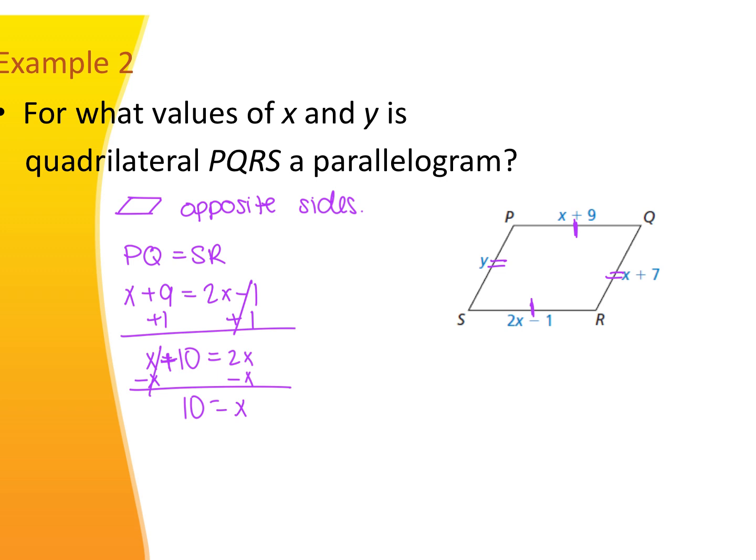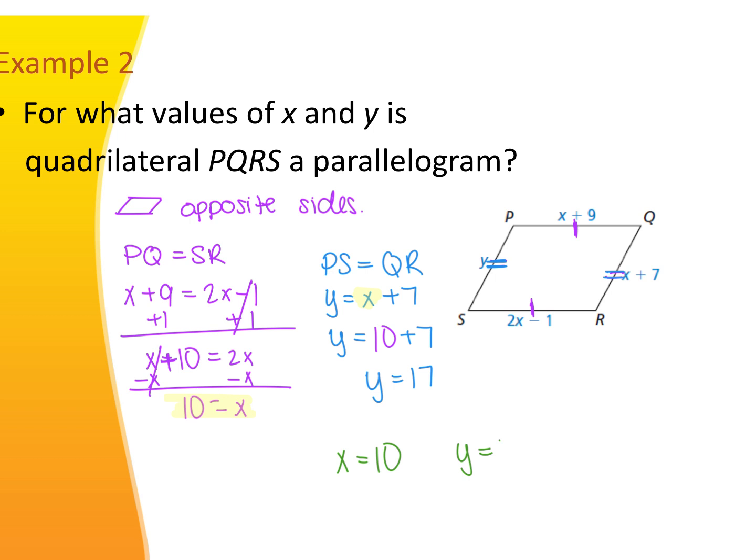All right, so now that I know that information, I'm going to go ahead and solve for my other side, plugging in my x. So I'm solving for PS is equal to QR. And I have y equals x plus 7. What am I plugging in? I'm plugging in this x for x right here. So I'm going to have y equals 10 plus 7. If you solved it correctly, y should equal 17. So now we know our answers for both of these. x is 10 and y is 17.